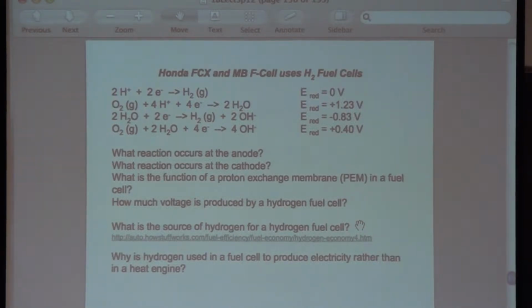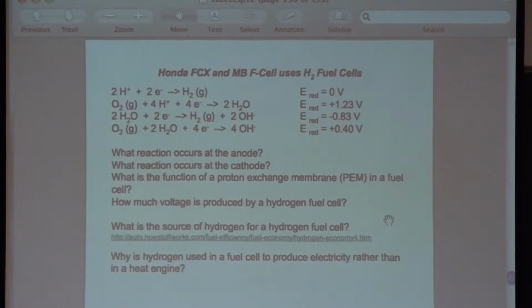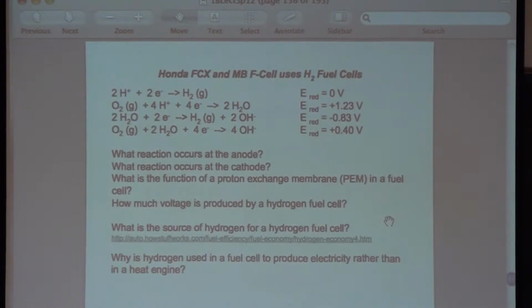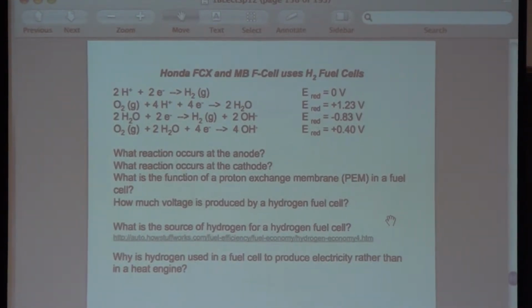Now, what's going to be the source of hydrogen in a hydrogen fuel cell? Where does the hydrogen come from? There's a very small amount of hydrogen in air, but it's so small you're not going to be able to extract it. One source could be water, but it's actually very expensive to split water to make hydrogen.